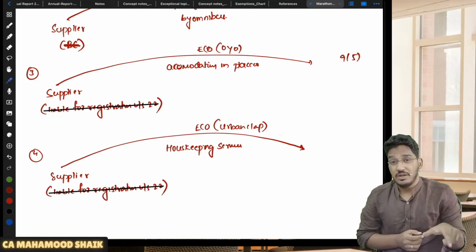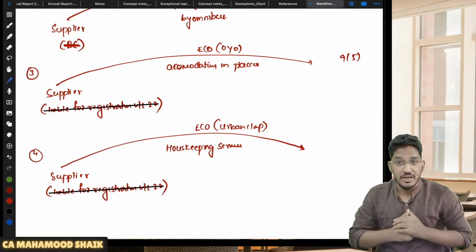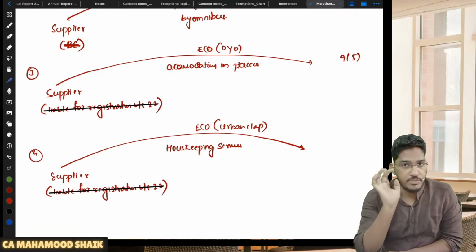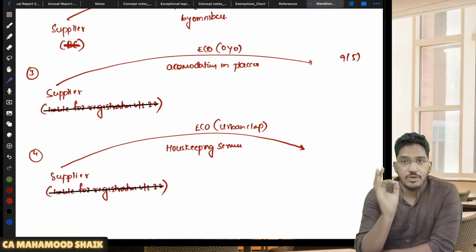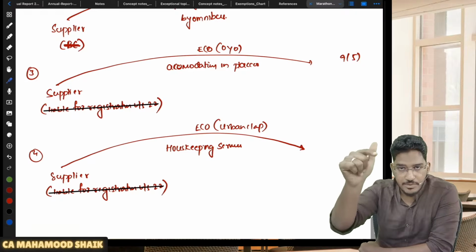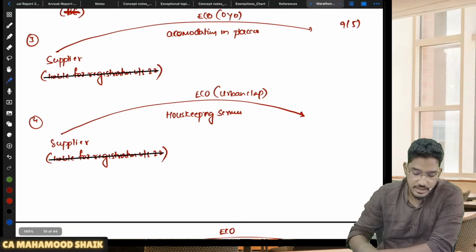Sir, what if the supplier is already liable for registration and is providing accommodation services through the e-commerce operator, then who will pay GST? Then it will not get covered under 9(5). The supplier only should pay it under the forward charge mechanism. So under 9(5), for a supplier who is not liable for registration providing accommodation services through the e-commerce operator, the e-commerce operator will pay the GST. Understood? That is the third one.